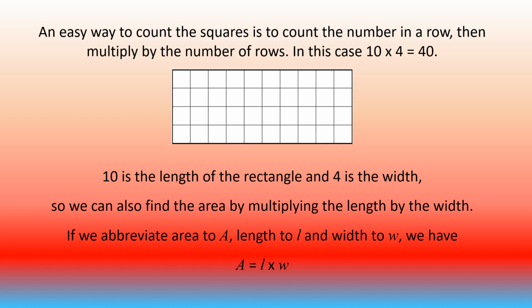An easy way to count the squares is to count the number in a row, then multiply by the number of rows. In this case, 10 times 4 equals 40. 10 is the length of the rectangle, and 4 is the width. So we can also find the area by multiplying the length by the width. If we abbreviate area to A, length to L, and width to W, we have A equals L times W.